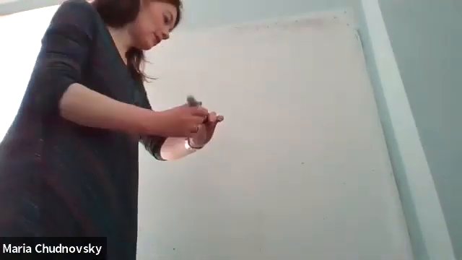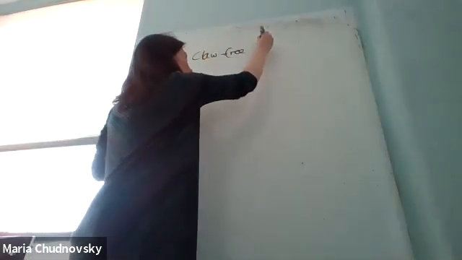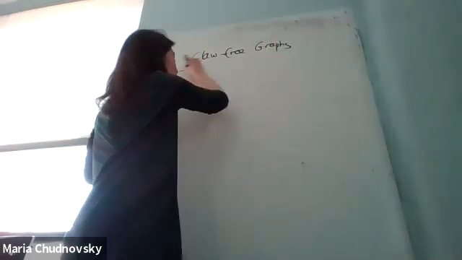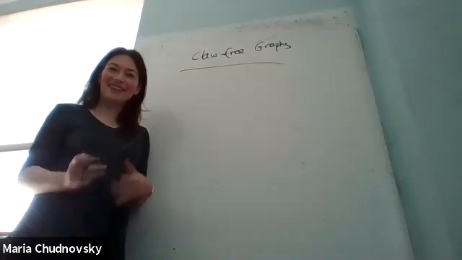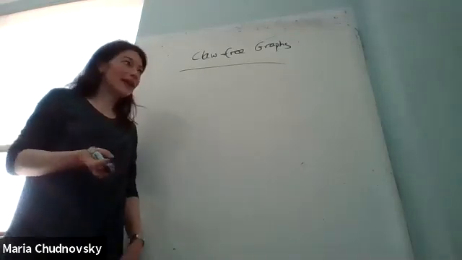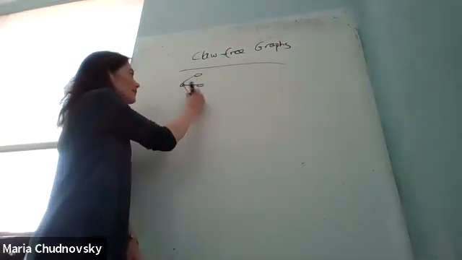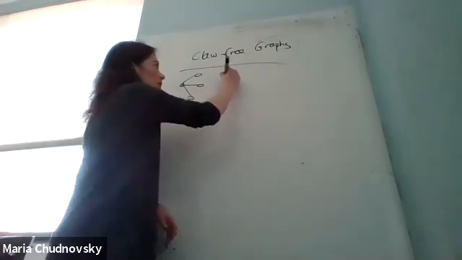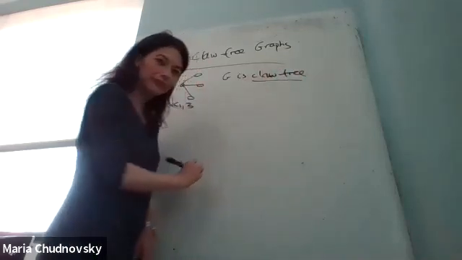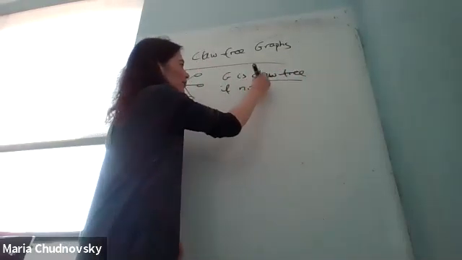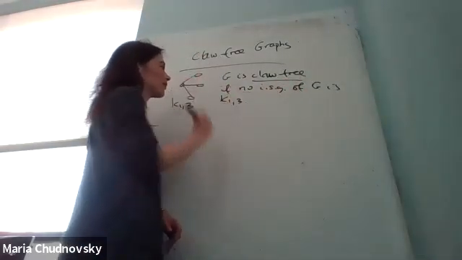Okay. So now we're moving on to claw-free graphs. I'm going to tell you about generalized line graphs. I'm very excited, I'm finally going to tell you about generalized line graphs. So what are claw-free graphs? A claw is this, and G is claw-free if no induced subgraph of G is K_{1,3}, a claw.